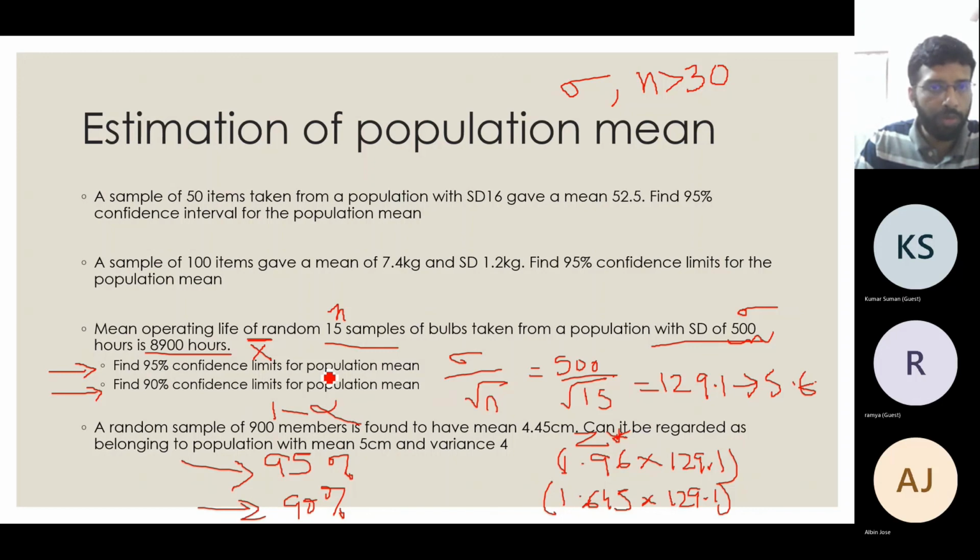Now I have the mean 8,900, the statistic given. So to find my confidence interval, it will be 8,900 plus or minus 1.96 into 129.1 for the 95% case, and 1.645 into 129.1 for the 90% case. I hope this is clear, right? So the next example, you just see, is all along the same lines.